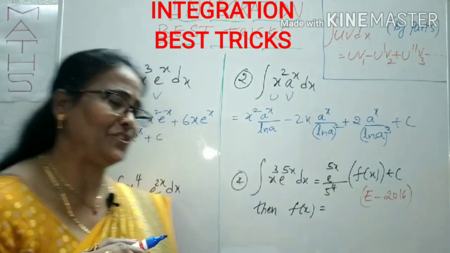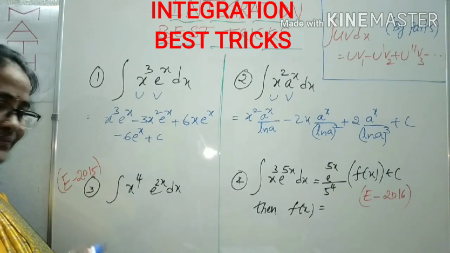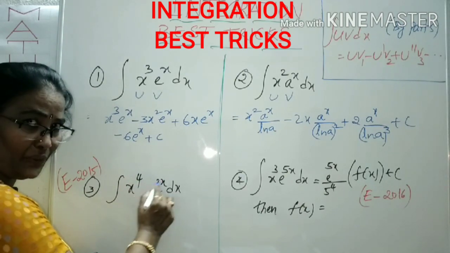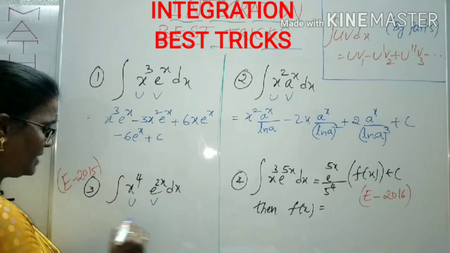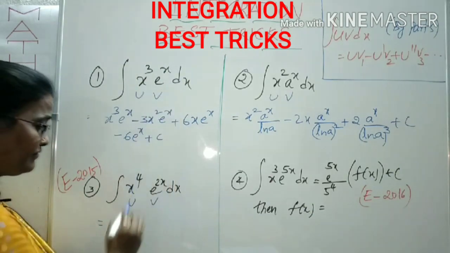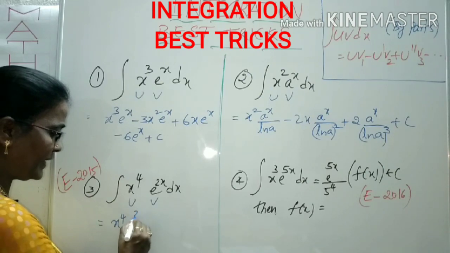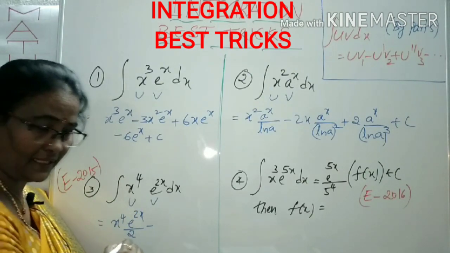Look at the next question. This is given in EAMCET 2015. Here also, the integral of x power 4 e power 2x is given. In place of u, x power 4, and v, e power 2x. As usual, according to that formula, u is x power 4 into the integral of e power 2x, e power 2x by 2, minus, and the same formula is used here.